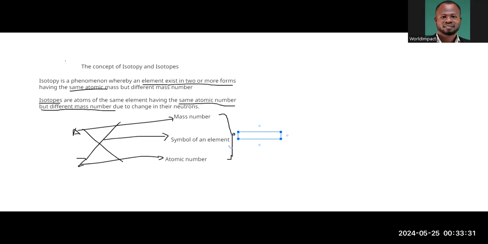Now, the next thing we're going to be looking at is the examples under this, and we're going to look at those examples in our next class.